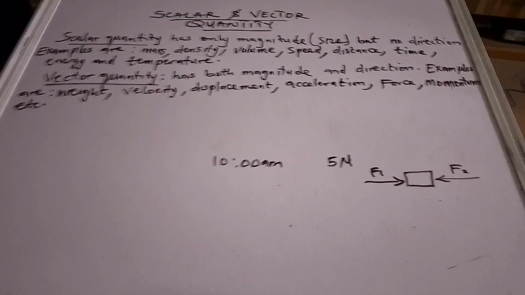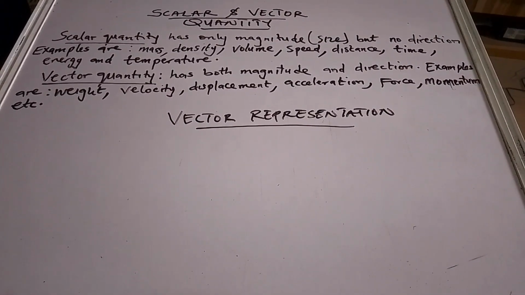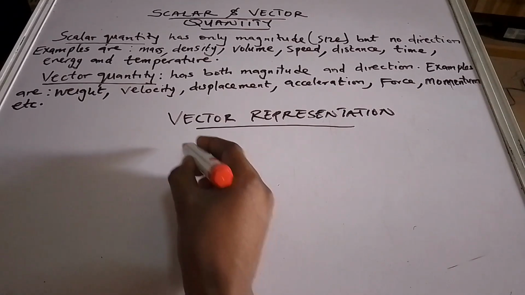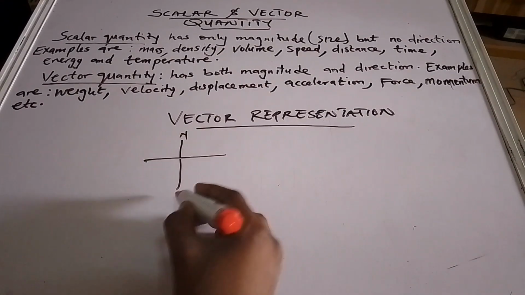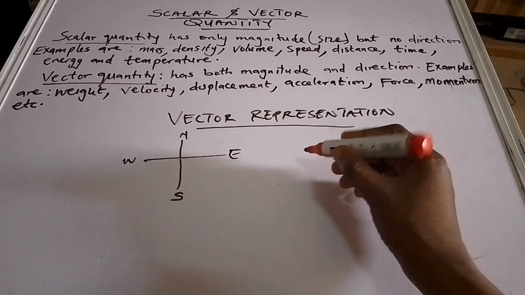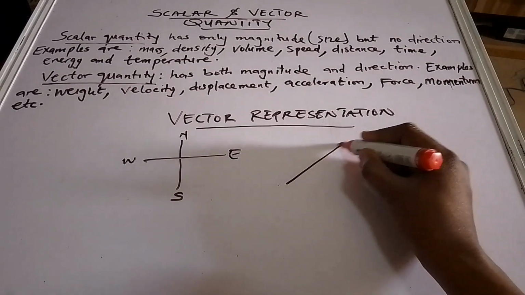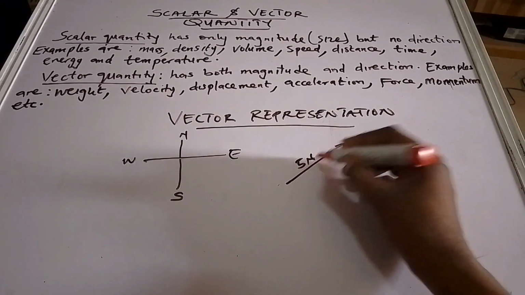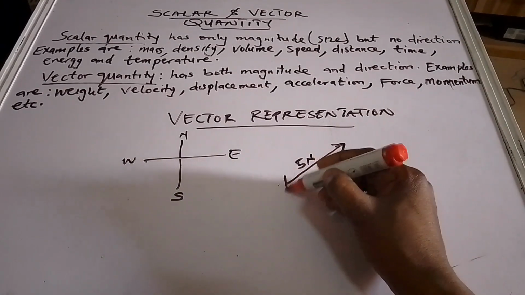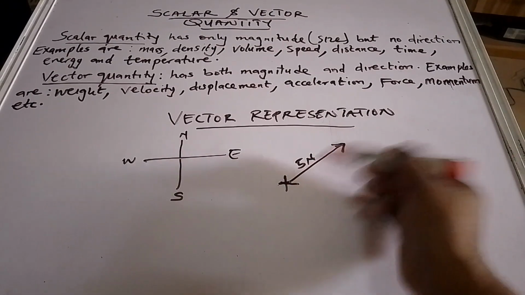So let's look at something else now. Let's look at vector representation. How do we represent vectors? Vectors can simply be represented by a line showing its magnitude and an arrow end showing its direction. For instance, if an object moves northeast, this is the cardinal point. So this is the north, this is the south, this is the west, and this is the east. So if an object moves, or 5 Newton moves northeast, I can decide to draw in this direction and call this one 5 Newton. So this direction is telling us how the object moves, which is northeast, but the magnitude is still 5 Newton.